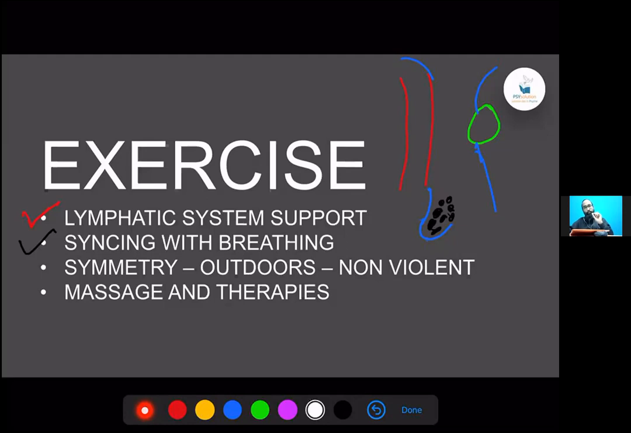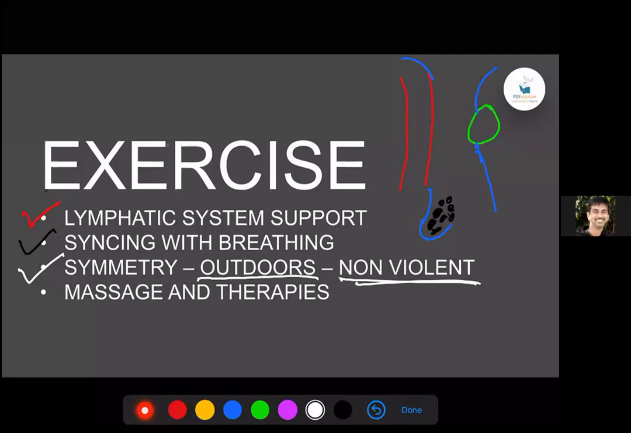For exercise, we need to mindfully sync our breathing with the exercise. That gives us further conservation of vitality. Now, exercise has to be symmetric. Symmetric means if I am rotating my right hand, I should rotate my left hand also. That will give a symmetric impact on the spine. We need to remember the spine while doing exercise. It has to be non-violent. If we can do outdoor exercise, that's the best because we get the benefits of the air also.